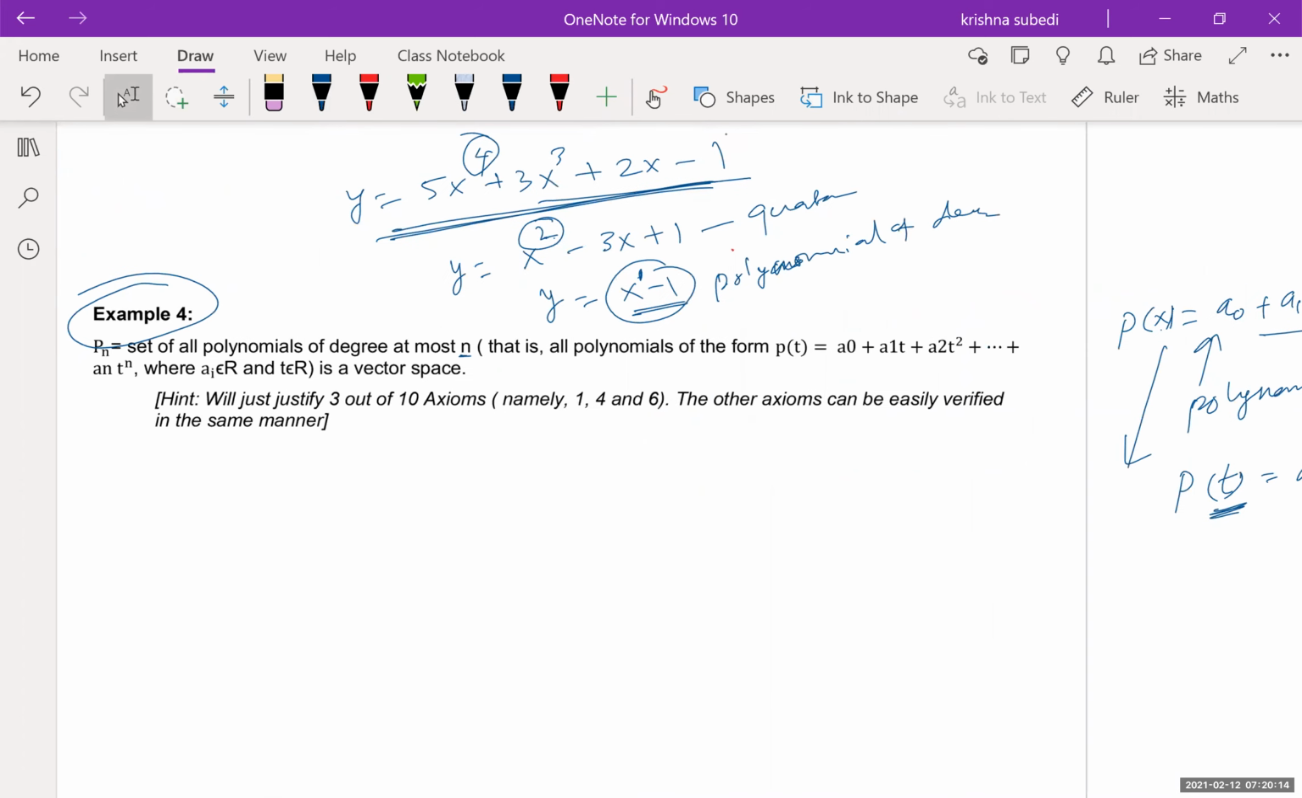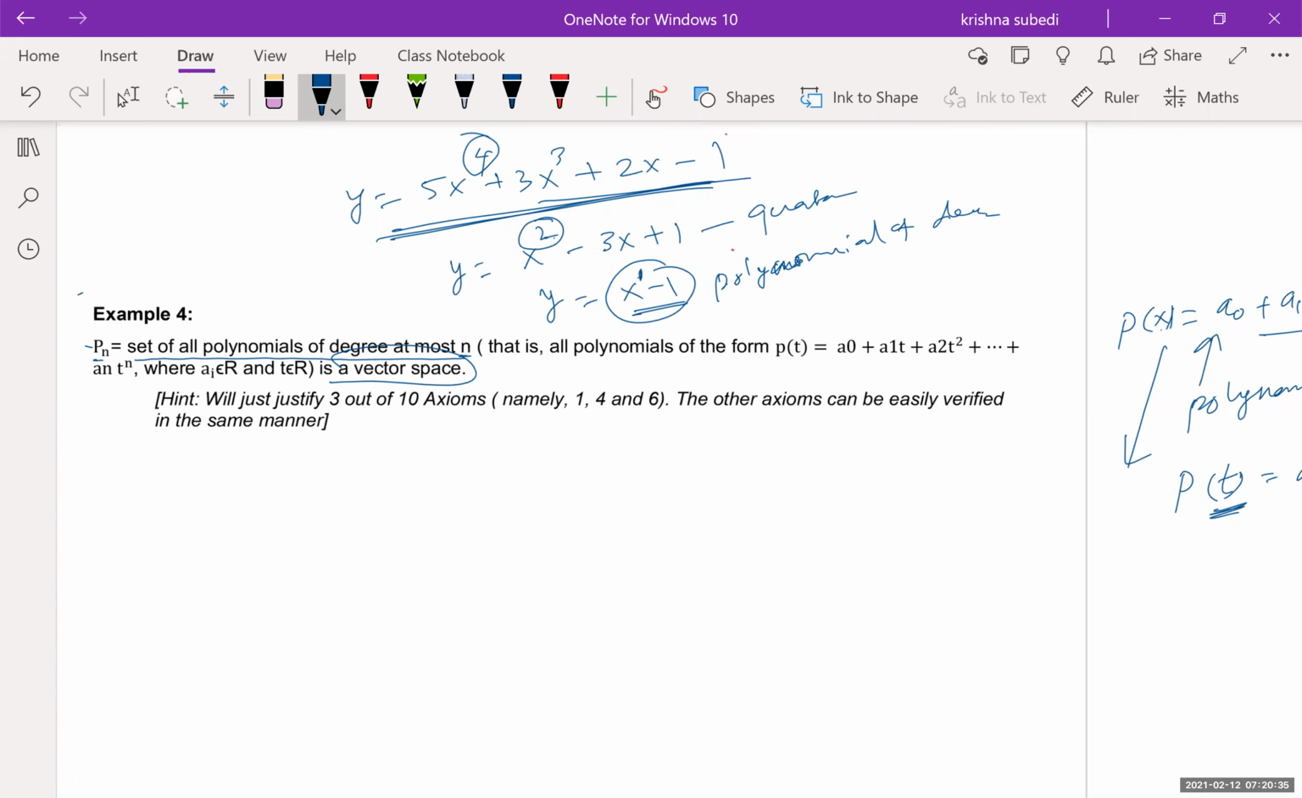Now, in this example, what we want to do is: Pn represents the set of all polynomials of degree at most n. Now we need to show whether it is a vector space or not. That's what we want to check.